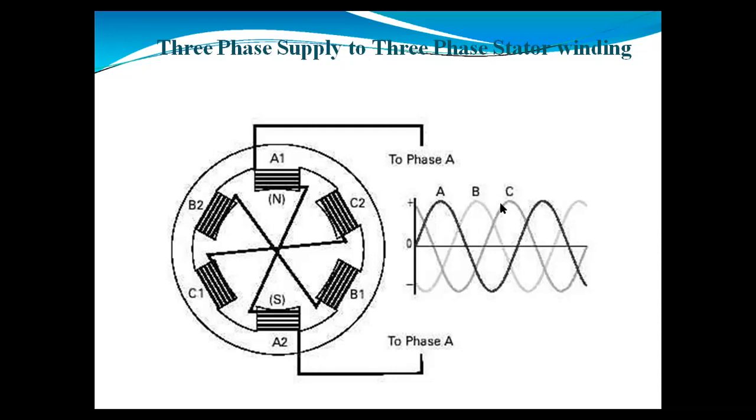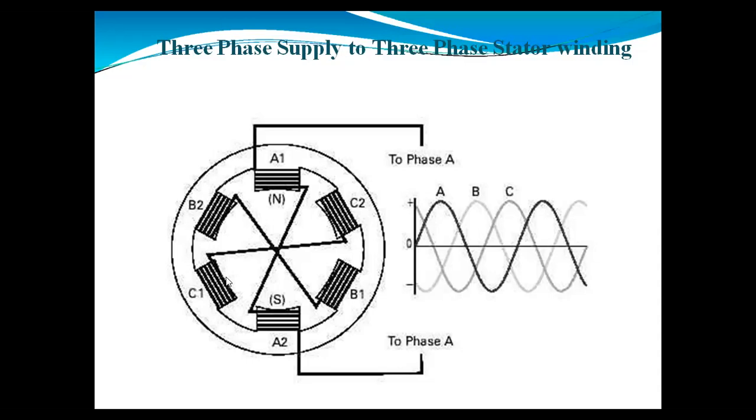And if you are interchanging the position of these three phases, which phases? The red, yellow and blue. If you are changing these directions, what will happen? The motor will get reversed to rotate in the opposite direction.